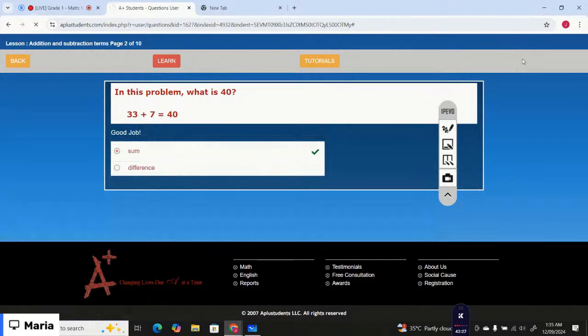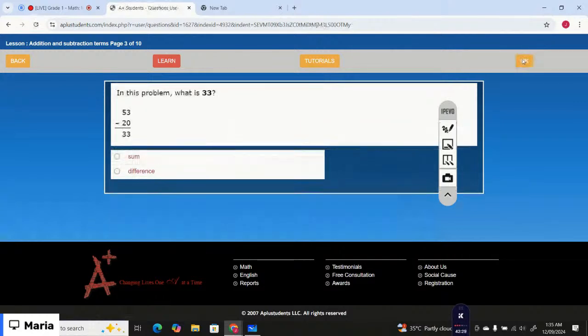Okay, in this problem, what is 33? You are subtracting two numbers, 53 minus 20, right? So 53 minus 20 is 33. That means 33 is the difference of the two numbers. They are 53 and 20. The correct option is difference. When you subtract two numbers, the answer is the difference. So that is difference.